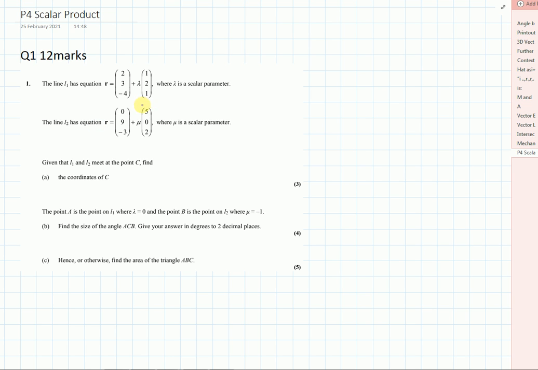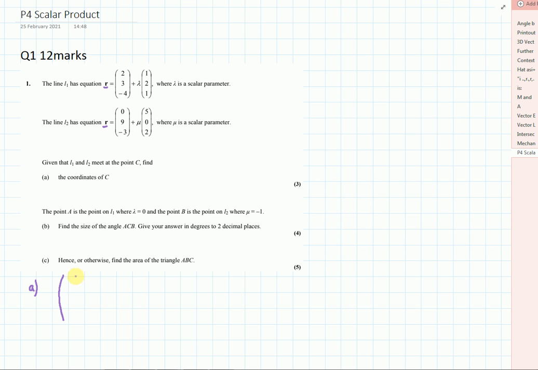Okay, it's one of our scalar product questions. We've got two lines with equations of this vector form and the second equation of that vector form. Given the lines meet at point C, we've got to find the coordinates of point C. So for section A, these two r vectors must be equal. So we're going to put them into a single vector form.